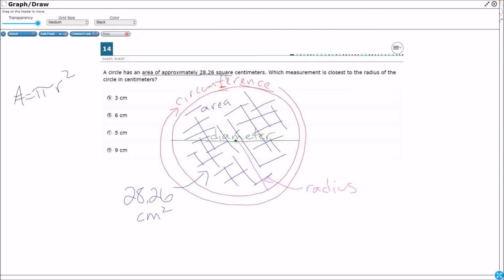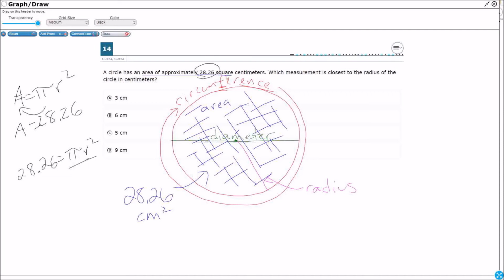All right, so what do we know? We know what the area is, 28.26. I'm going to substitute that in. If A equals 28.26, I can substitute that in here and say 28.26 equals pi r squared. We are looking for the measurement that is closest to the radius. So we're looking for that radius right there. I need to isolate that radius. I would need to divide both sides by pi.